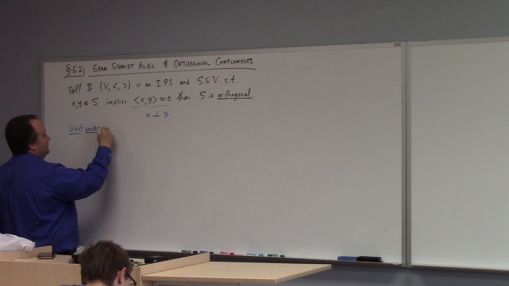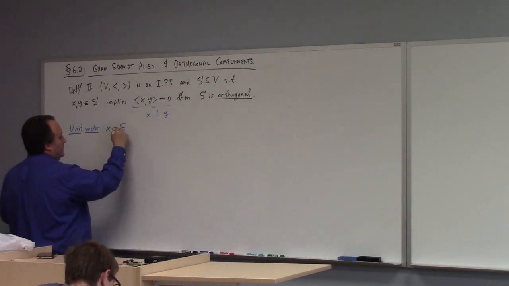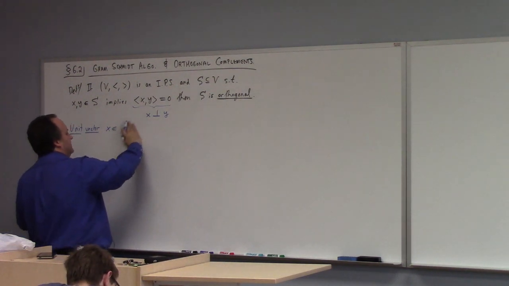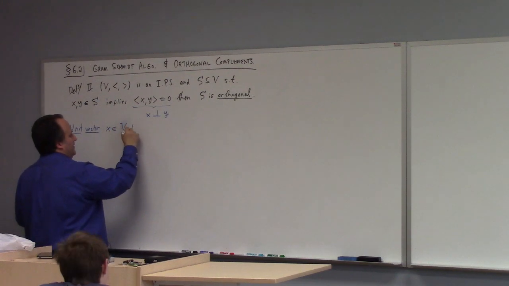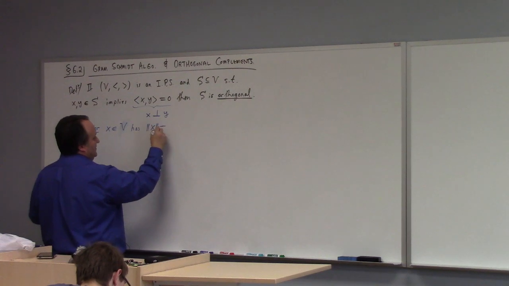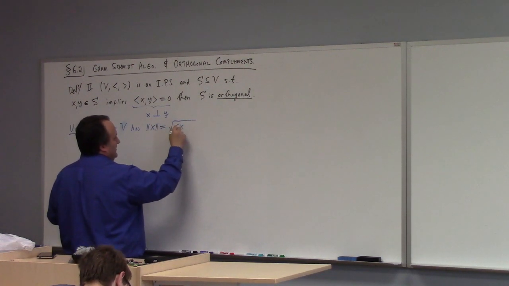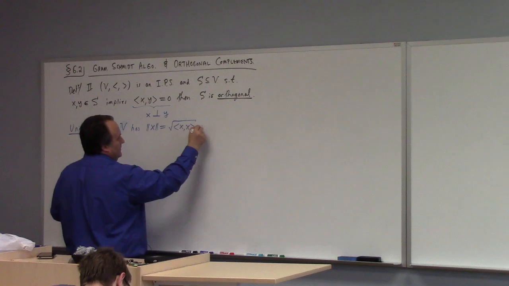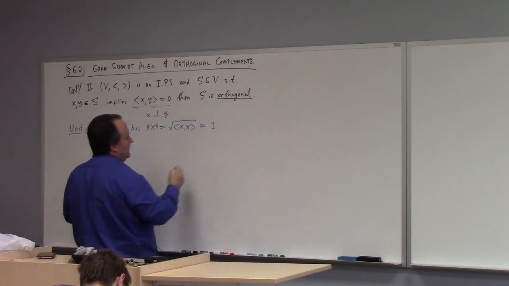So a unit vector x in V, not S, but V rather, has the norm of x, which how do we define that? We define that to be the square root of the inner product of x with x, right? This is equal to 1. Okay.